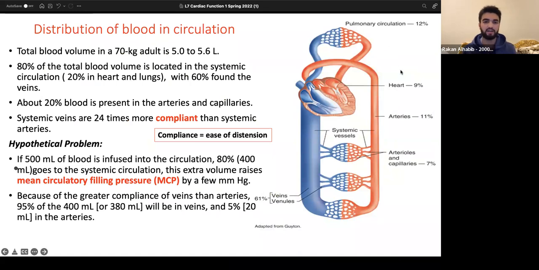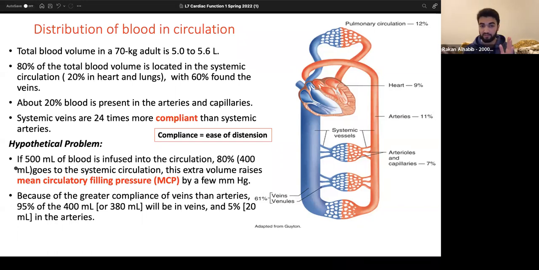And here, the blood in a normal human being, in a 70 kilogram adult, as I said, is about 5 to 5.5, 5.6 liters. 80% of that blood is found in the systemic circulation, okay? And 20% is found in the pulmonary circulation and heart, okay? So 80% is found in all organs of the body except the lungs and heart. And so 20% is found in the heart and lungs.